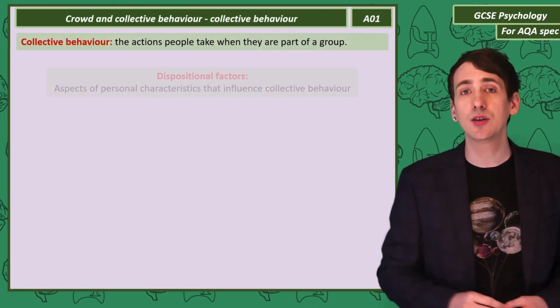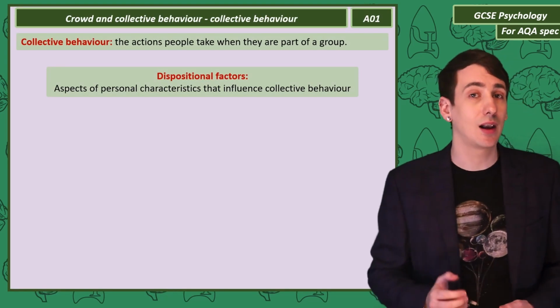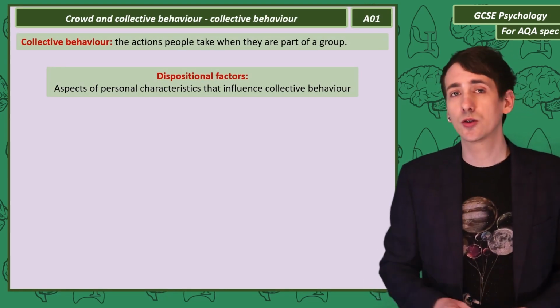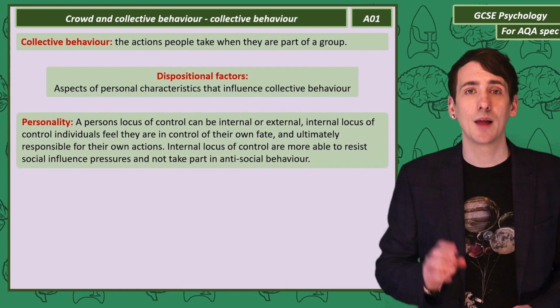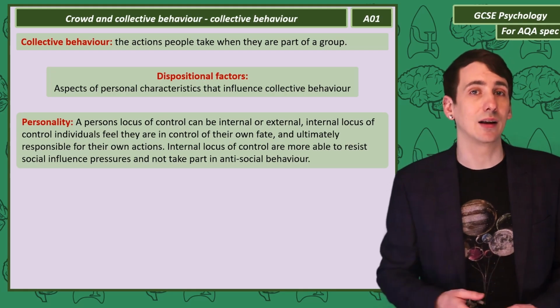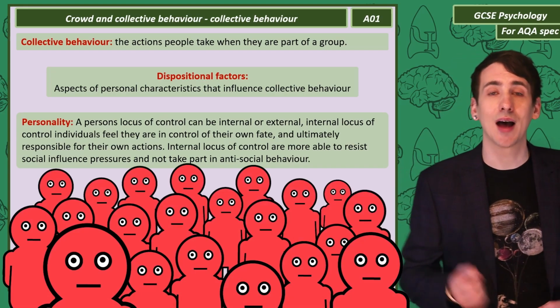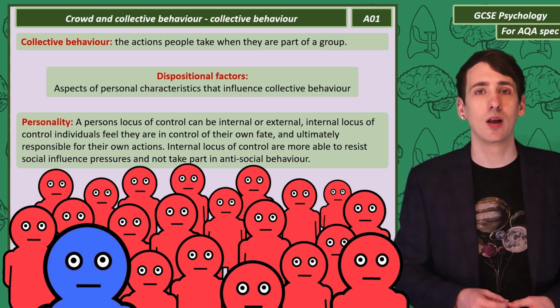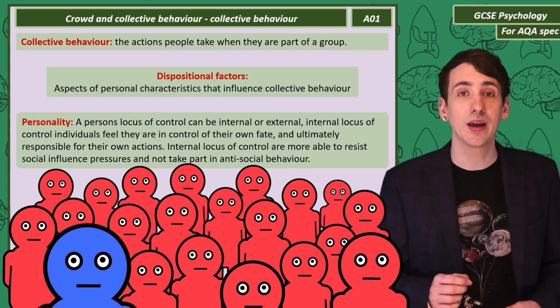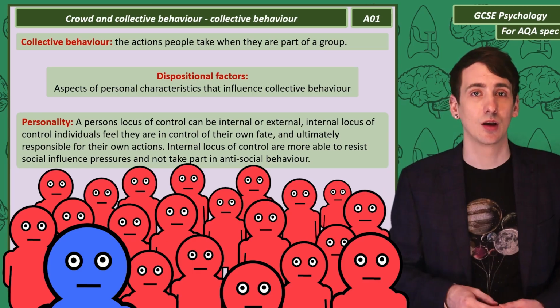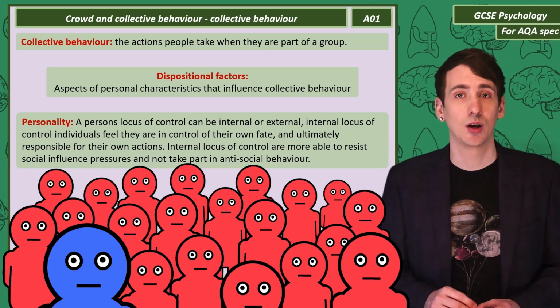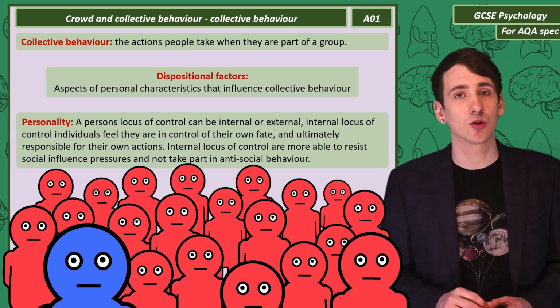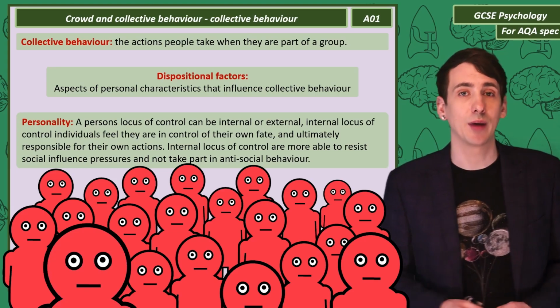Let's now consider dispositional factors that might explain collective behaviour. Locus of control is an aspect of personality that might make it more or less likely that someone will go along with a crowd's antisocial behaviour or not. Someone with an internal locus of control feels they're in control of their own fate and responsible for their own actions, so will likely resist the crowd. But someone with an external locus of control will likely go along with the crowd's behaviour.